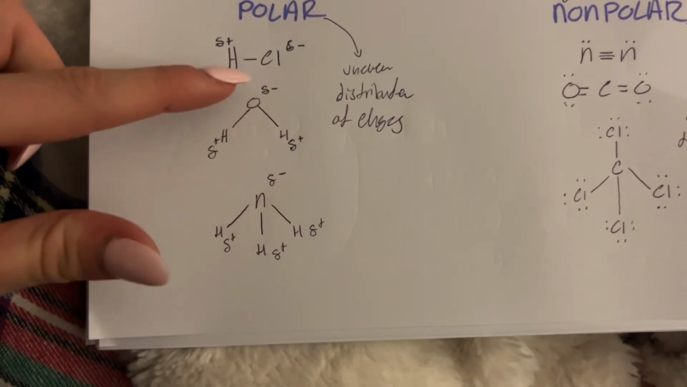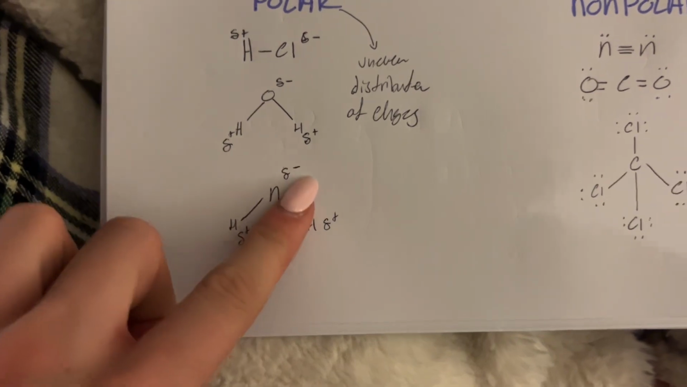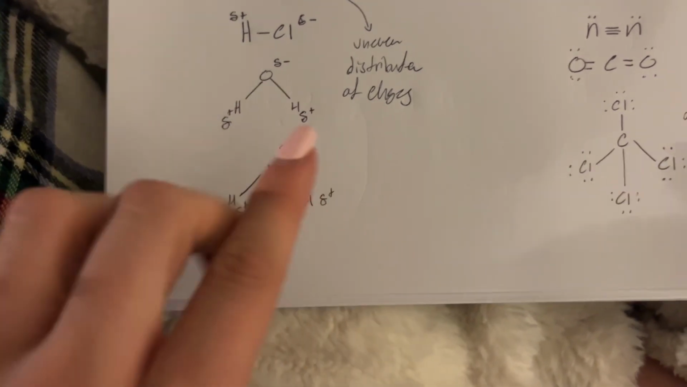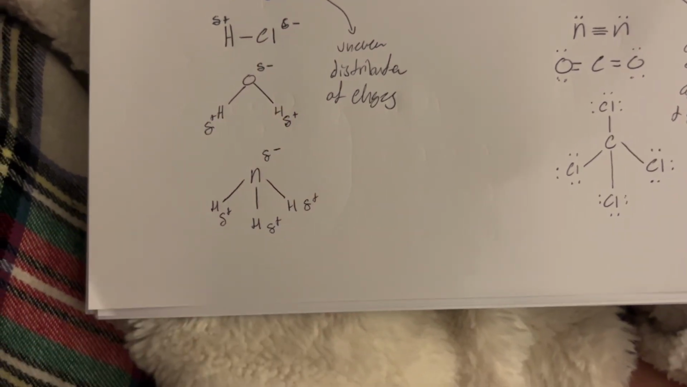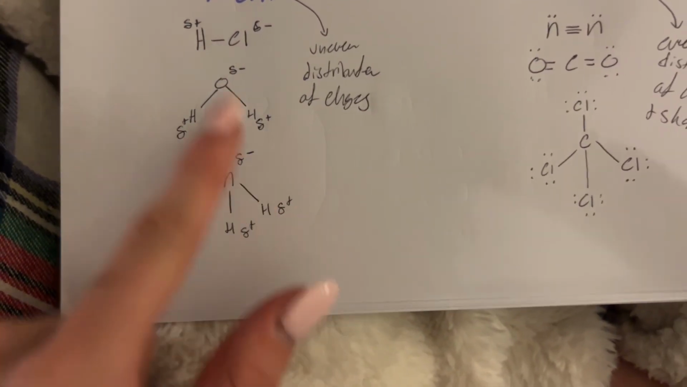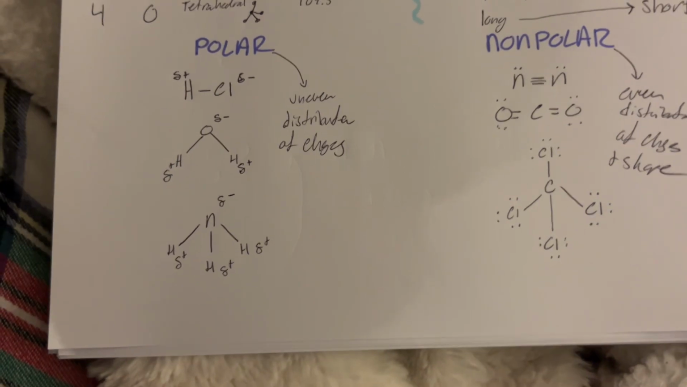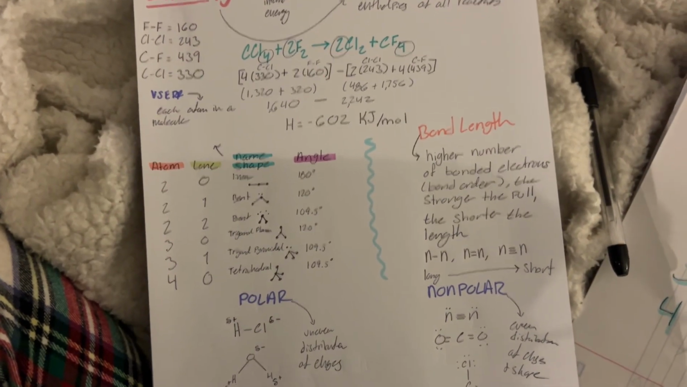This one has a partially negative up top and 2 partially positive, so then this has a pole. And this has a pole as well because it's the same thing, just more. So if it's not evenly distributed, then it's polar. All right, so that was just a quick little rundown of the ending of chapter 7.